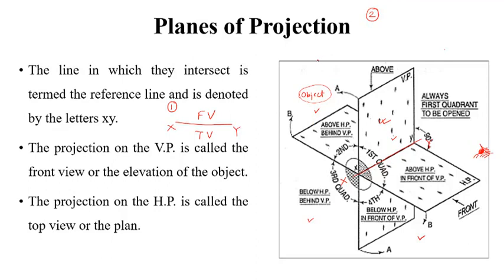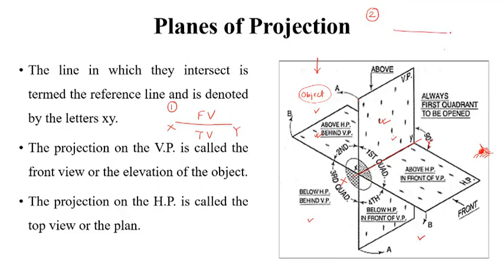And the top view, what will happen? Top view will be projected where? In this horizontal plane. Now, this horizontal plane will rotate in the clockwise direction by 90 degrees. So, as it rotates, what happens? Now, this horizontal plane and this vertical plane will coincide.